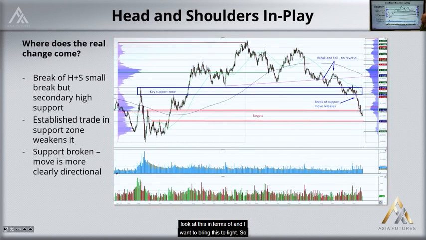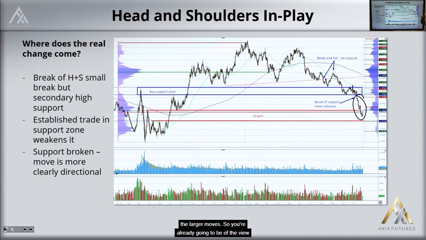So you've got to look at this in terms of, and I want to bring this to light, so I'll bring it onto a shorter time frame in a moment, looking at the little parts of the trade where this is a head and shoulders that's actually playable. It's actually an opportunity. So what we've got then is we get the break of the head and shoulders, and then you end up onto this key support zone. Once that breaks, now you've got the opportunity for the larger move.